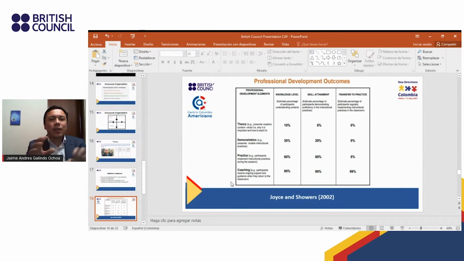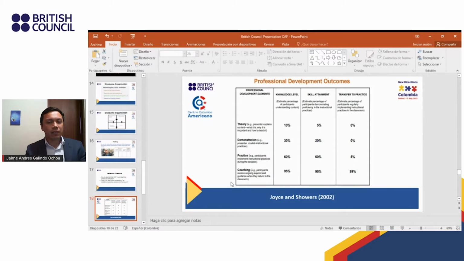So when you give teachers just the theory, this is the theory, no translation, then it gets 0% transferred to practice. If you give the theory and you demonstrate it, the knowledge level retention could be 30%. The skill attainment could be 20%, but still it might not be transferred to practice. When you give teachers the theory, demonstration, and practice, you continue increasing that knowledge level to 60%. The skill attainment is 60%, and there is a 5% transfer to practice.